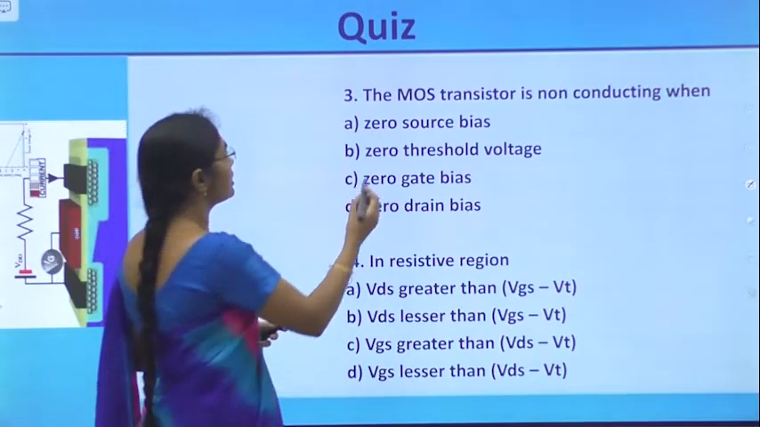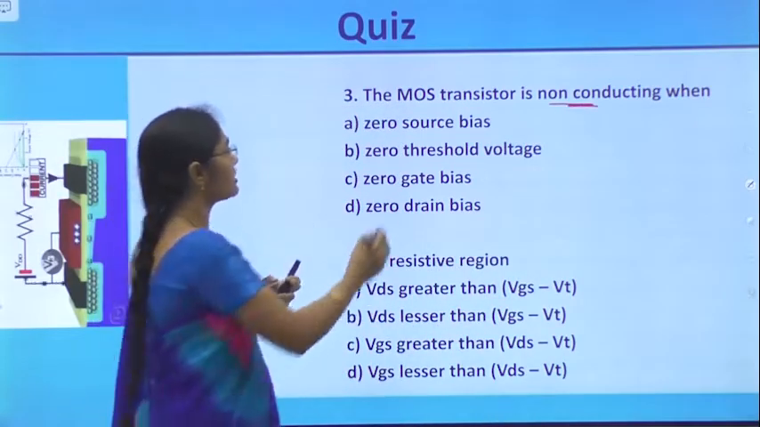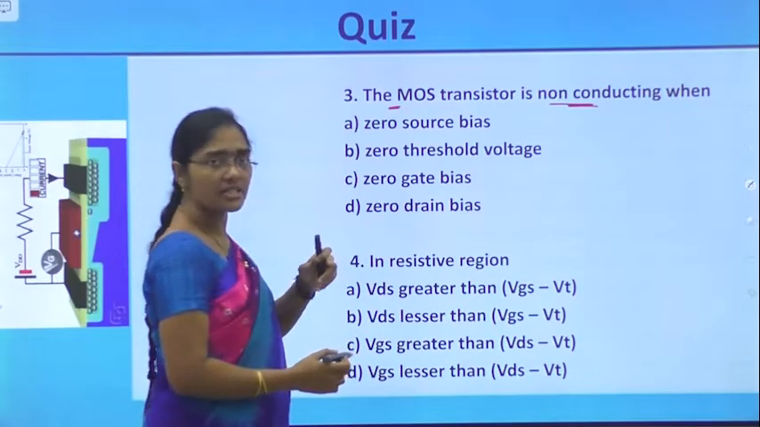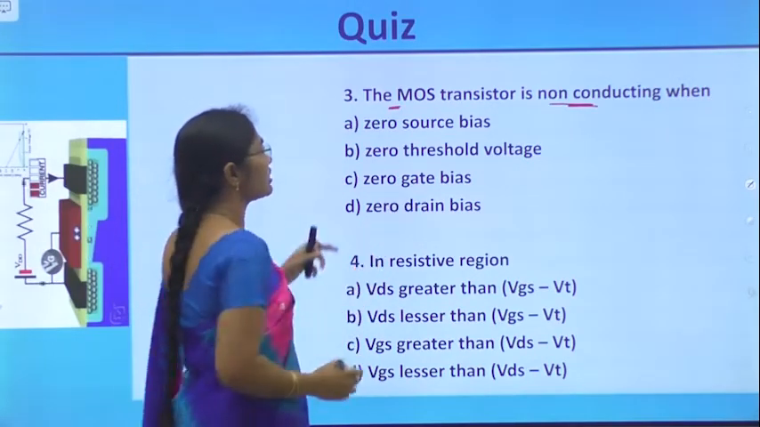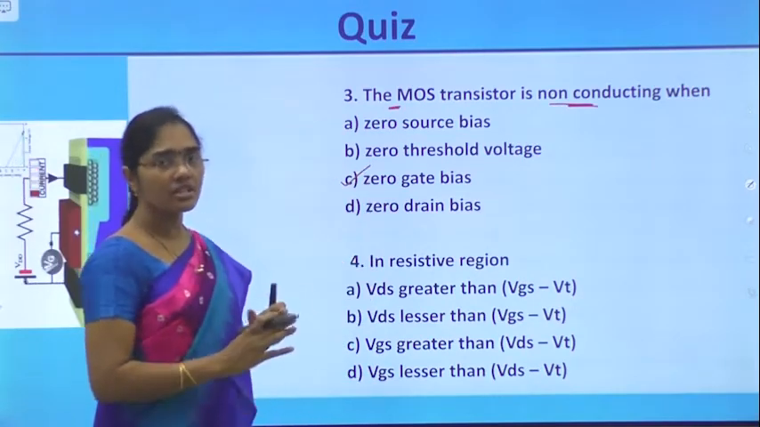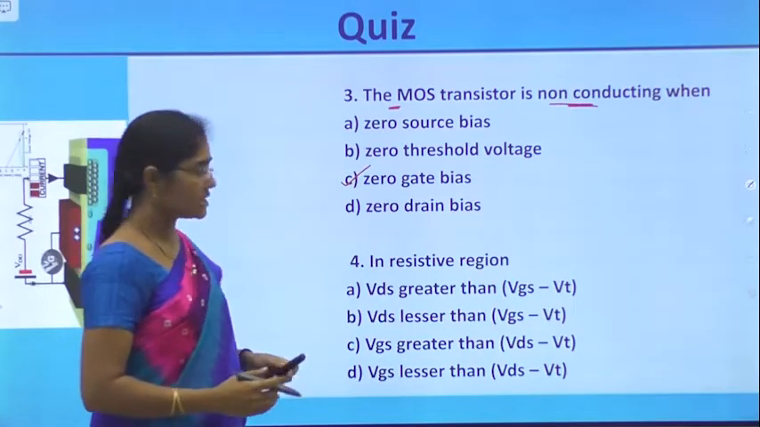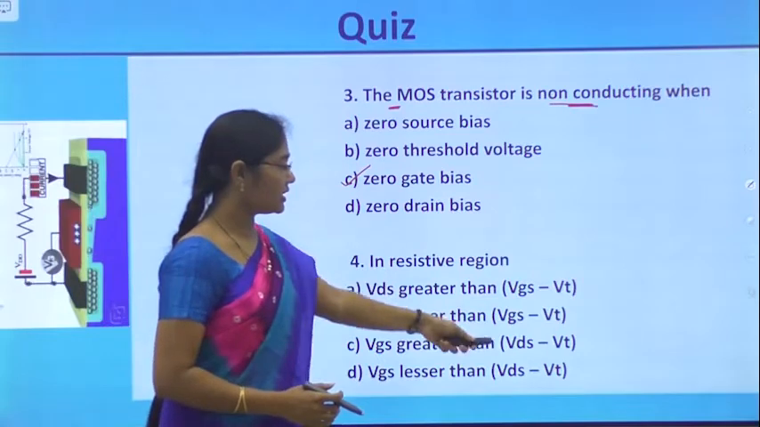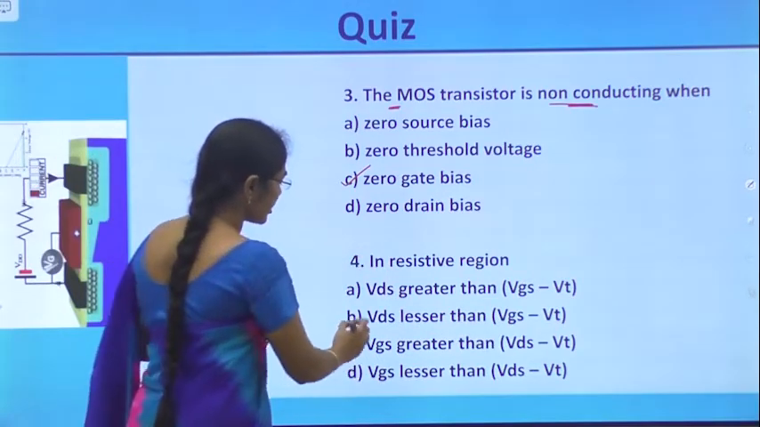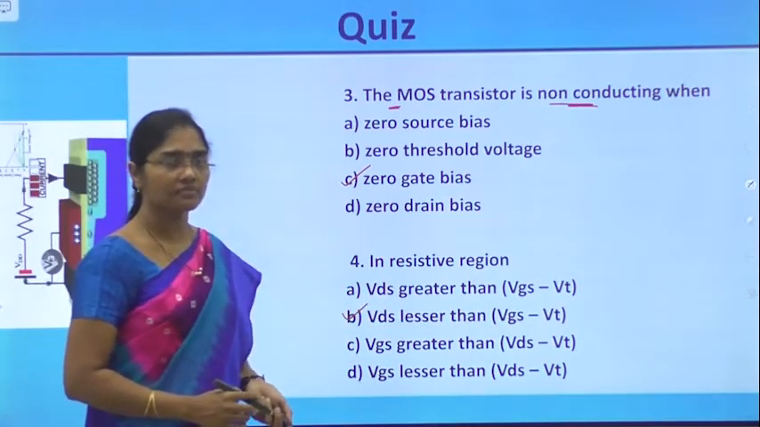See the next question. The MOS transistor is non-conducting by default; whenever it is not mentioned as enhancement or depletion, it is taken as an enhancement transistor. So it is non-conducting when zero gate bias is there. When VGS is zero, it is not conducting. And in the resistive region, that is, the non-saturation region, what is the relation between VDS and VGS minus VT? Resistive means non-saturation region, and non-saturation is nothing but VDS is lesser than VGS minus VT.